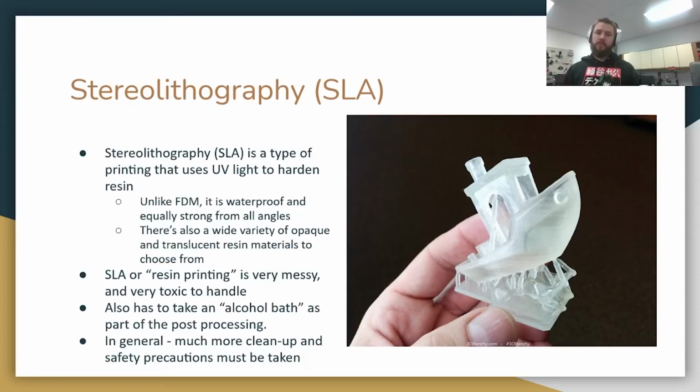Stereolithography, which is one of the earlier forms of 3D printing. It uses resin as its printing material and it uses UV light to harden that resin. Unlike FDM, it is waterproof and it's equally strong from all angles, so it is isotropic. There is a wide variety of both opaque and translucent resin materials that you can use to print from.